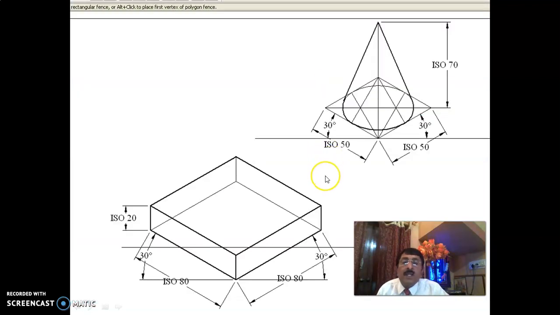See here, in this session 7, again as usual we have started with the main problems itself, and the usual problem what you get is two solids, one above the other. Here they have said the base will be a square prism of sides 80 and height 20 or thickness 20, and the top solid is a cone of diameter 50 and height 70. This has to be placed centrally over this.